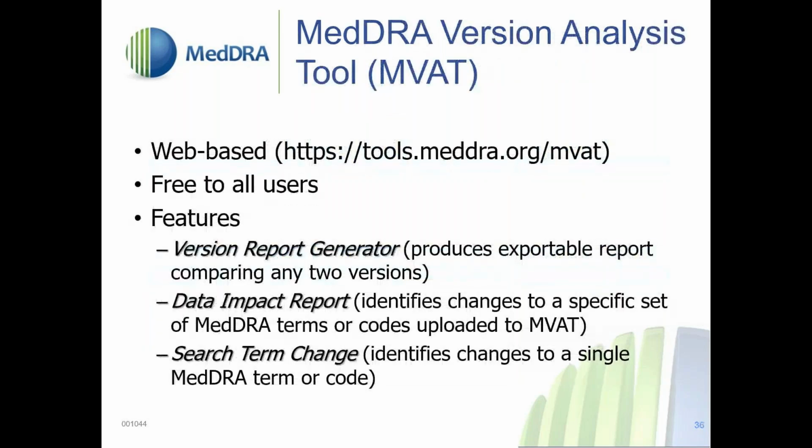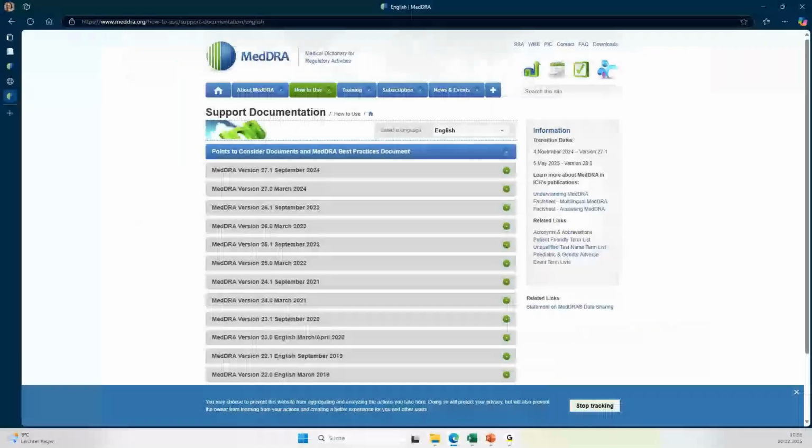So back to the MedDRA version analysis tool. It can be used to check the extent and the impact of a MedDRA version change. It is a web-based tool and is free to all MedDRA users. You can either access it with the URL provided on the screen and your username and password. But it has also been implemented into the new web-based browser, and I'll just show you very shortly where you can find it.